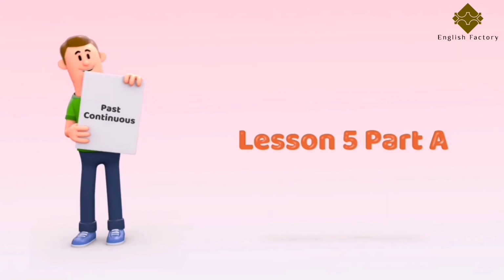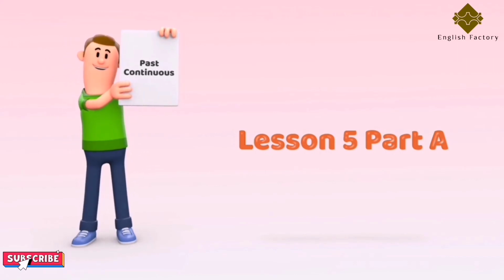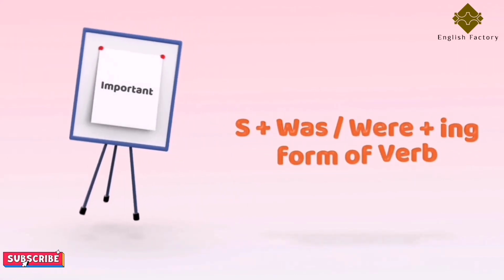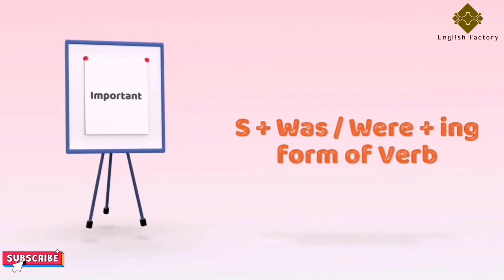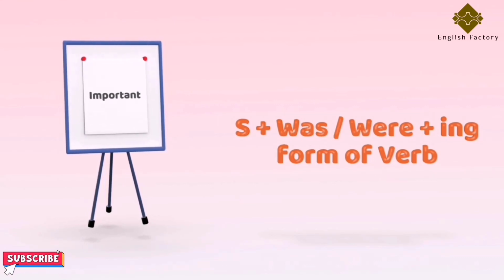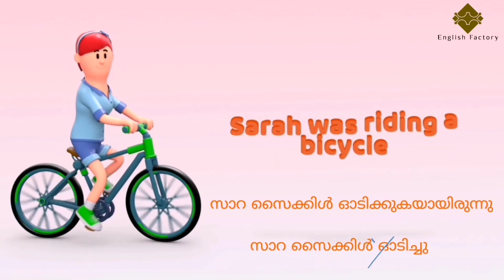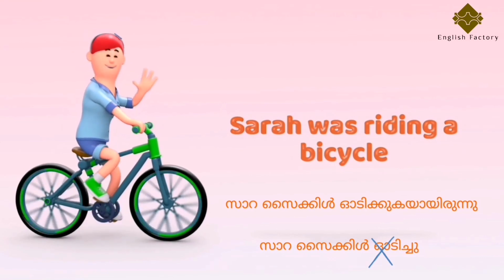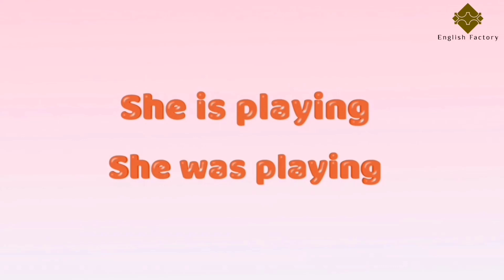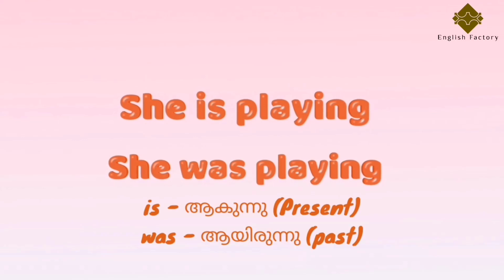Lesson 5, Part A. Subject plus was or were plus ing form of the verb. Let's look at Sarah again. She was playing a guitar then. Sarah was riding a bicycle. The sentence she is playing becomes she was playing in the past. Was is the past form of is and am.